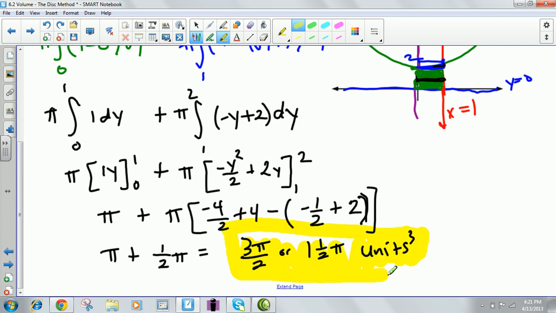And again, that's with respect to the y-axis. So you're turning everything so that your rectangles now are perpendicular to your y-axis as opposed to your x-axis. Other than that, you would solve all your equations for x, and then everything else is the same, just on the y-axis instead. Okay, let's try another one here.